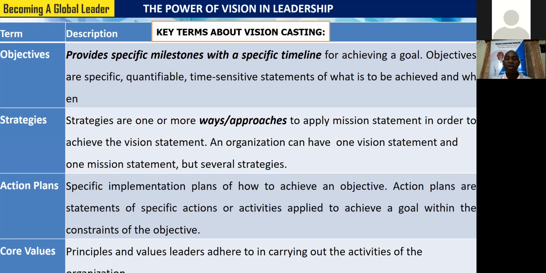And then core values, what binds us together, what we believe in and what everyone should believe in. Principles and values leaders adhere to in carrying out the activities of the organization or their personal vision. So those core values that we all believe in and are all bound by.